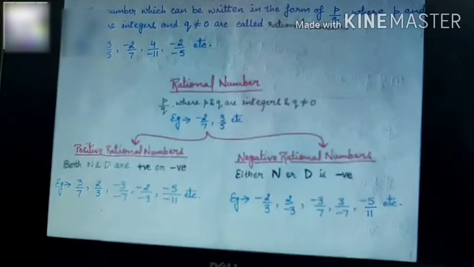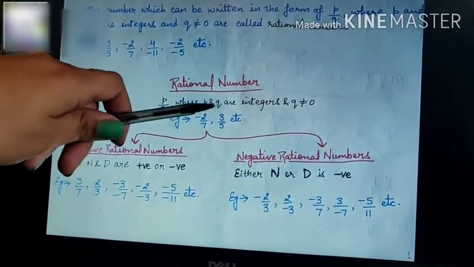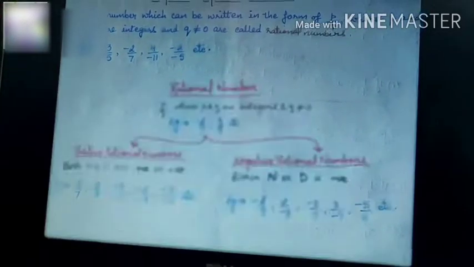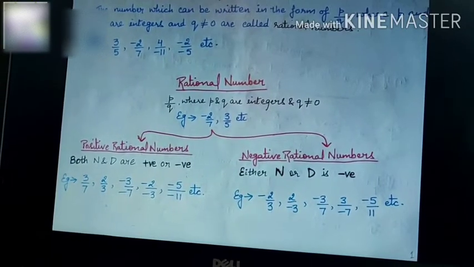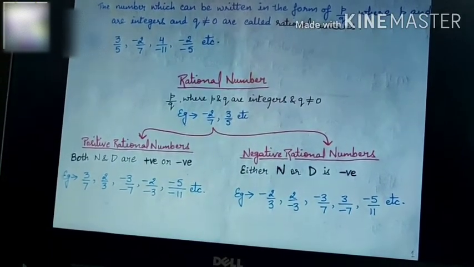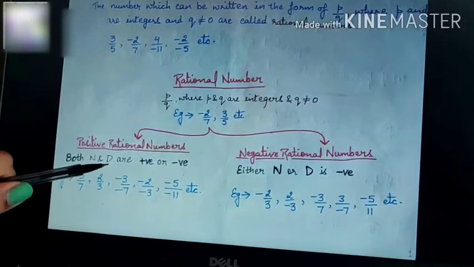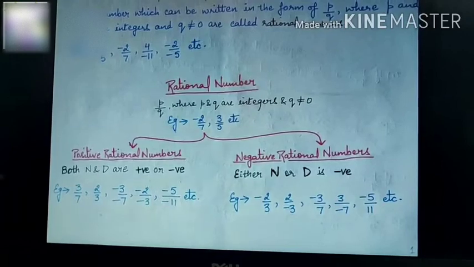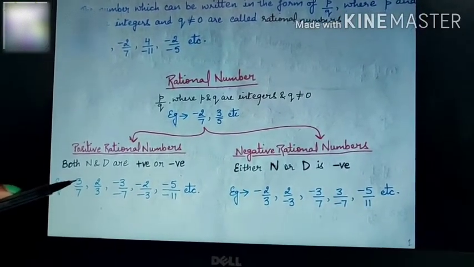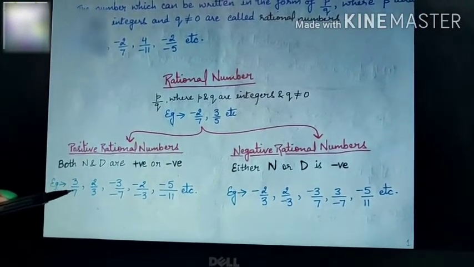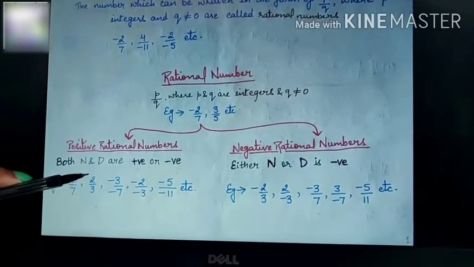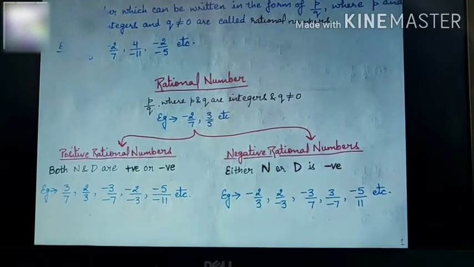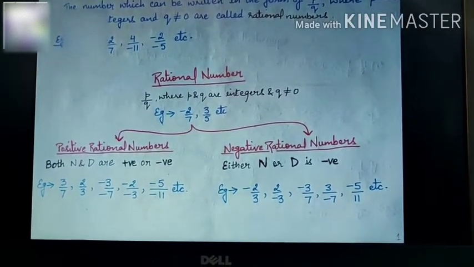Rational numbers, as you have seen, are in the form of p by q, where p and q are integers and q is not equal to 0, that's it. Then, positive rational numbers. What are positive rational numbers? In these rational numbers, both the numerator and denominator are either positive or negative. Like 3 by 7. Here 3 and 7 both are positive integers, right? 2 by 3. Here numerator is 2 and denominator is 3. Both are positive, right? So these are positive rational numbers.